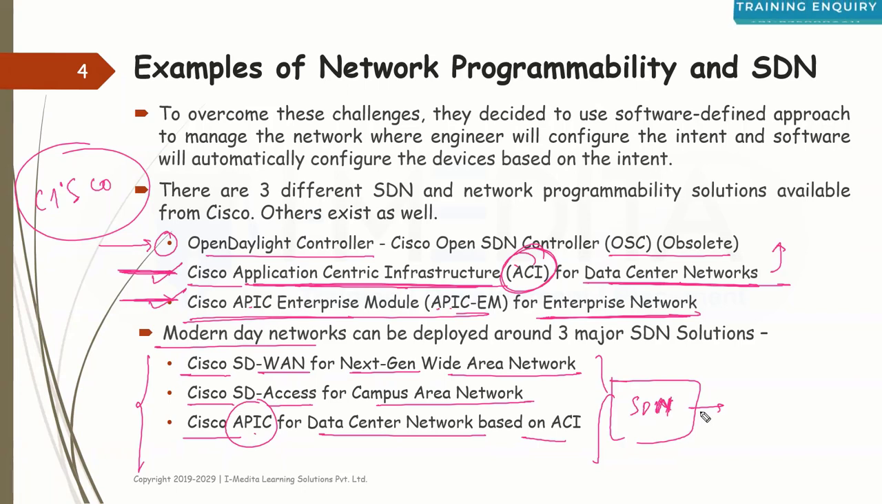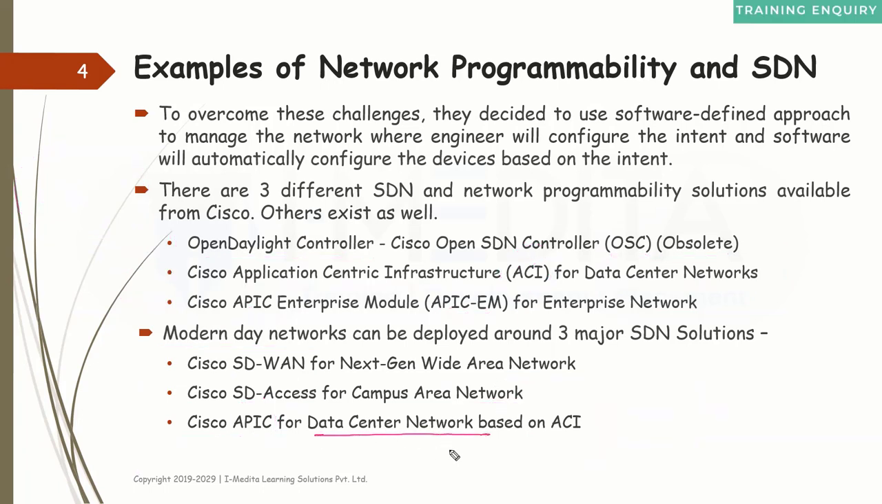So someday when you study the data center network, when you study DC, you will notice that the DC infrastructure is built around the concepts of ACI, and the controller used to manage the data center network is called EPIC, Application Policy Infrastructure Controller.